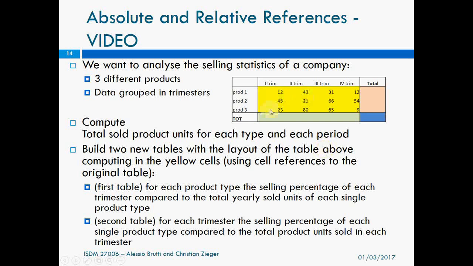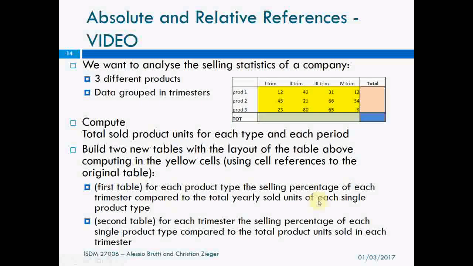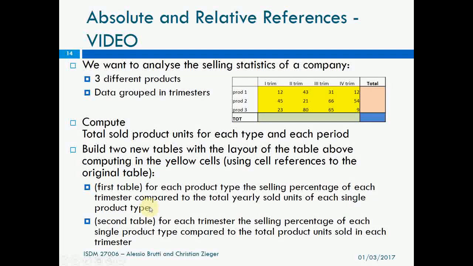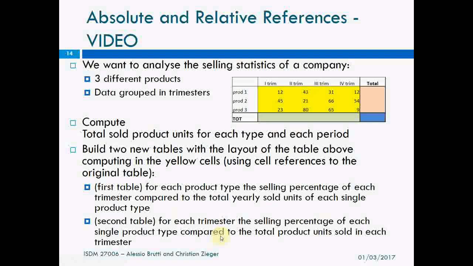in the yellow cells, for each product type, we need to compute the selling percentage of each trimester compared to the total yearly sold units of each single product type. In the second table, with the same layout we see here, in the yellow cells, we need to compute for each trimester the selling percentage of each single product type compared to the total product units sold in each trimester.